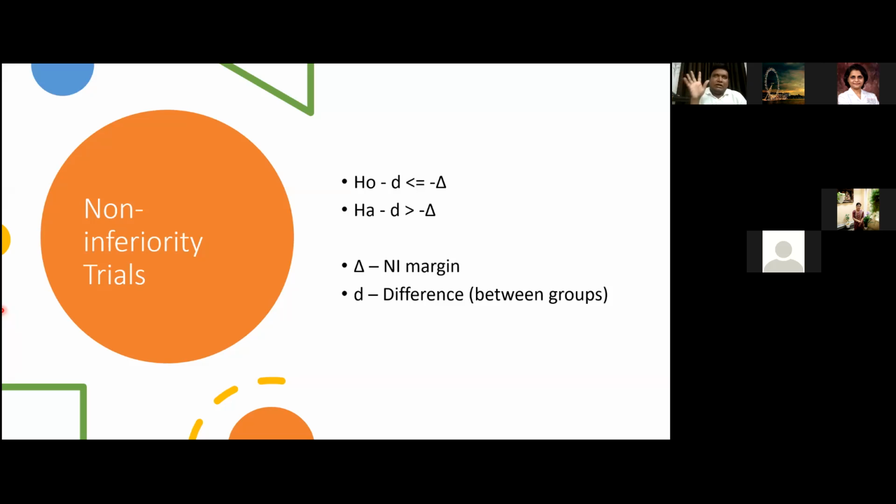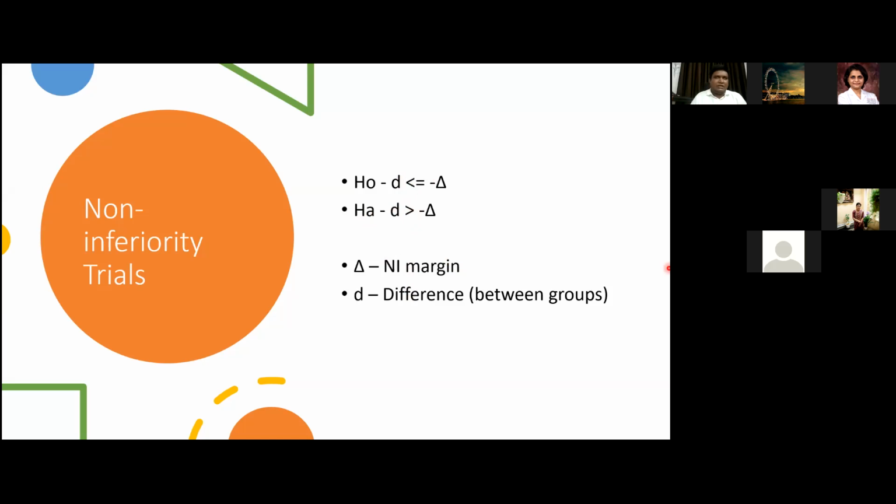This delta which I have mentioned is the non-inferiority margin. So basically what we are saying is, if the difference between the treatment arms is greater than the non-inferiority margin, then we can agree with the alternate hypothesis. And the opposite becomes the null hypothesis, that is, the difference between the treatment arms is less than the non-inferiority margin. I will also reinforce this concept again in the forthcoming slides.